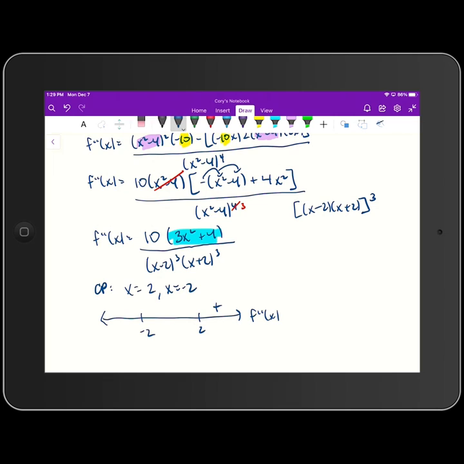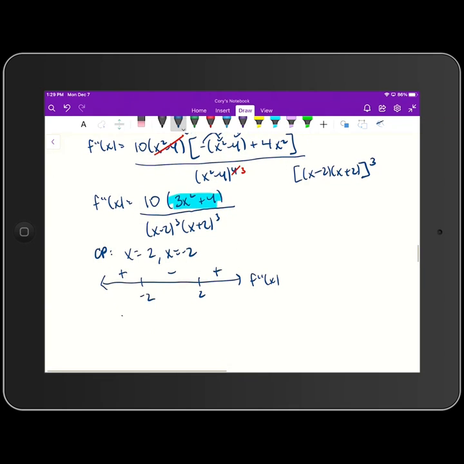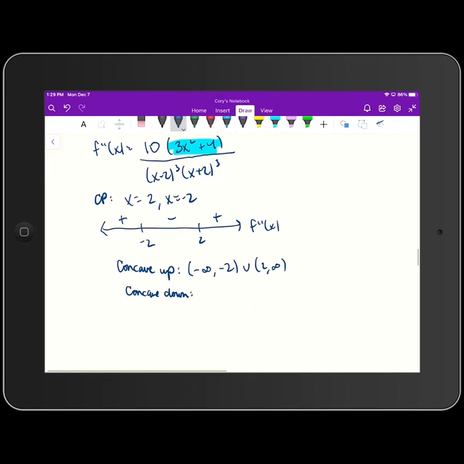Using multiplicity, the sign on the middle interval is going to be negative, and the sign on the first interval is going to be positive. So we are concave up where the second derivative is positive, so that happens on the interval from negative infinity to negative 2, union 2 to infinity. We are concave down where the second derivative is negative, so that happens on the interval from negative 2 to 2.